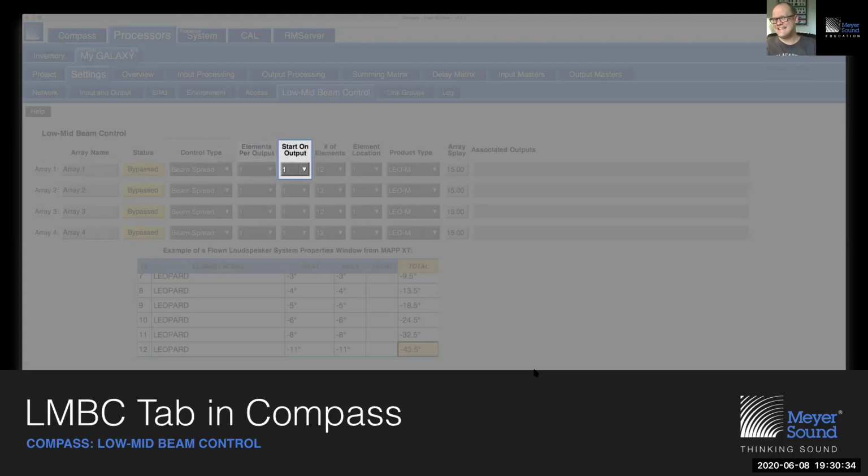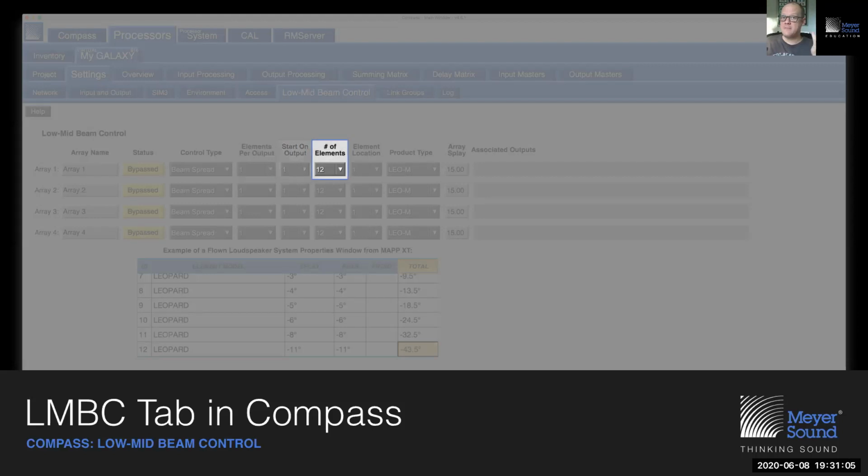Then the Galaxy device needs to know where the top speaker in your array lives. So you have to wire every loudspeaker individually. Our recommendation is top to bottom, loudspeaker at the top on output 1, and then all the way to the bottom on consecutive outputs. Because it needs to know where it has to live. Where does the top loudspeaker live, and on what output of my Galaxy does it live?